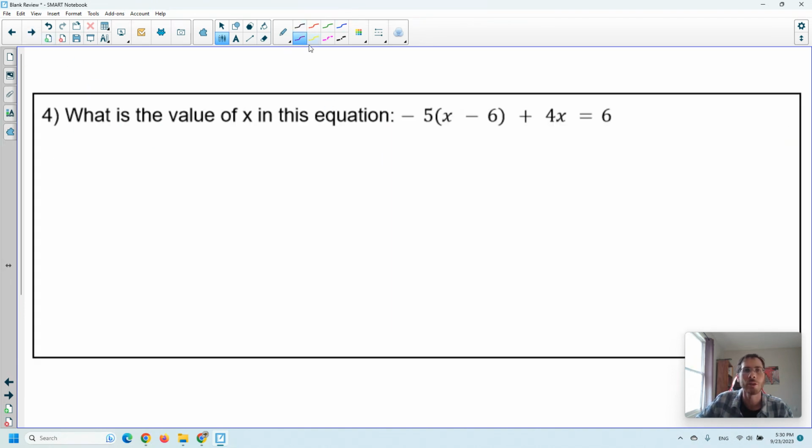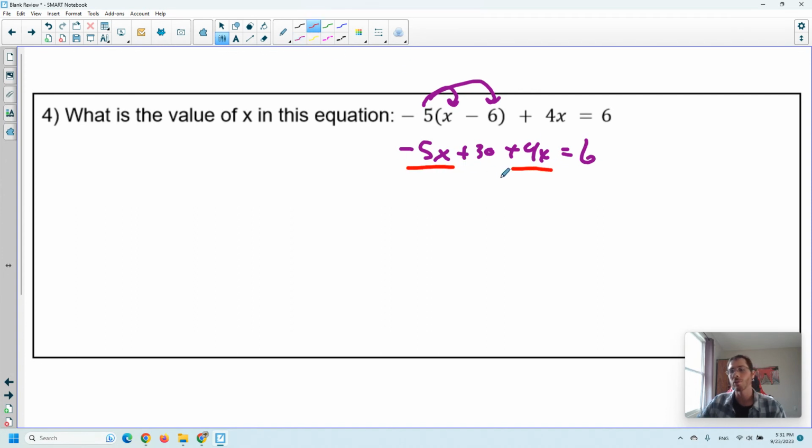For 4, we've got a regular equation to solve. Again, I'm going to take the first step to distribute. Probably going to be the normal first step on most of these if we see the number outside the parentheses. Negative 5 times x is negative 5x. Negative 5 times negative 6 is positive 30. Everything else just drops down. I see the x's are now on the same side. Remember, when they're on the same side, we just do our math normally. So we just combine our like terms. Negative 5x plus 4x is negative 1x, plus 30 equals 6.